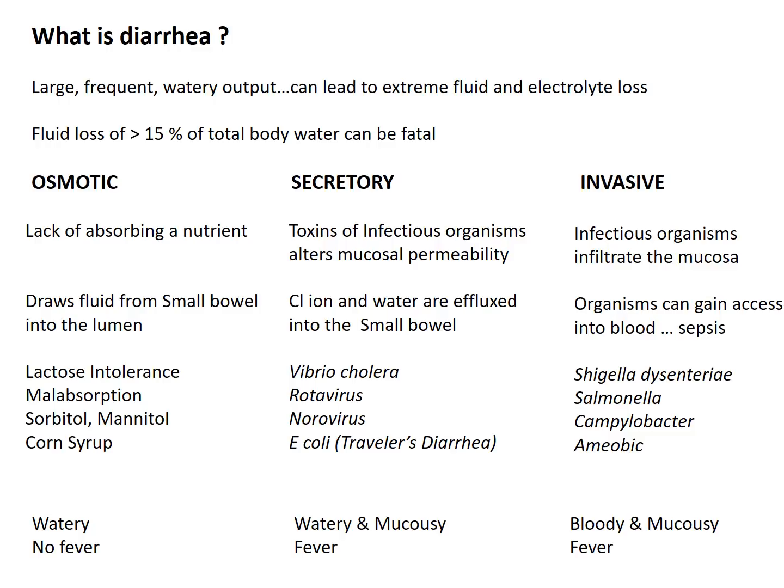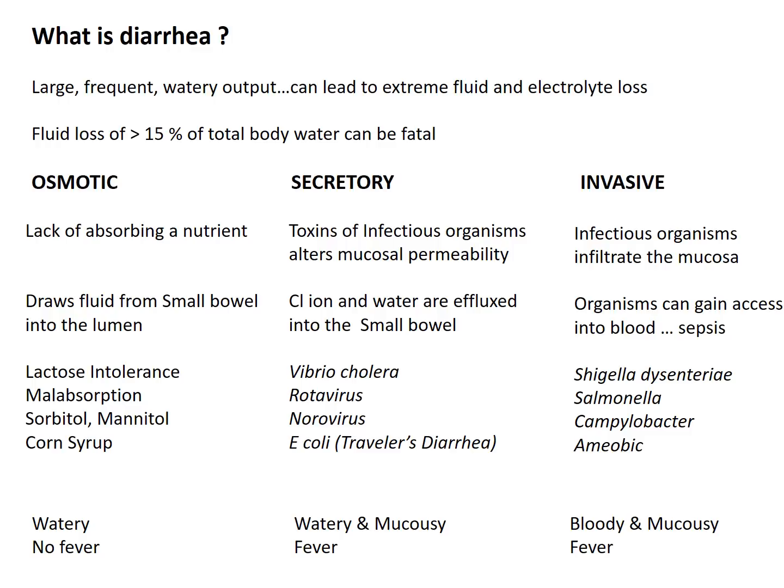Secretory diarrhea is usually due to an infectious organism which alters the permeability of the epithelial small bowel, particularly when those organisms colonize on the small bowel. Chloride ions and water are unable to be absorbed, and that shifting of chloride ions and water into the lumen leads to a watery, mucousy diarrhea with fever. Vibrio, rotavirus, norovirus, and traveler's diarrhea from E. coli are these types of organisms.